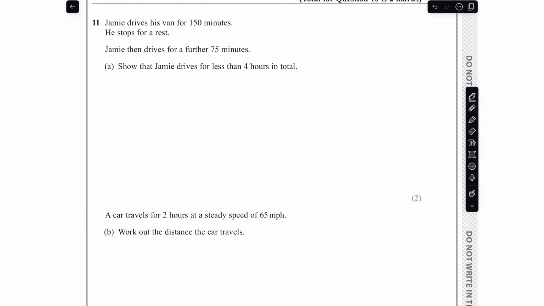In question 11, Jamie drives his van for 150 minutes. He stops for a rest. Jamie then drives for a further 75 minutes. Show that Jamie drives for less than 4 hours in total.